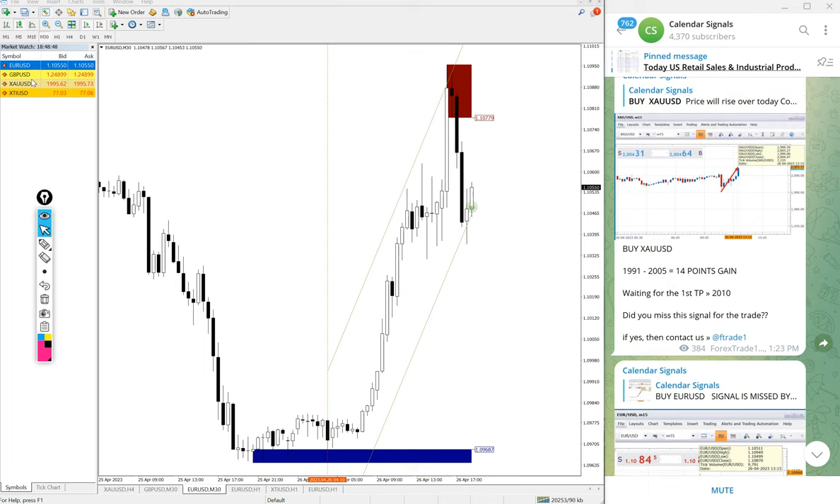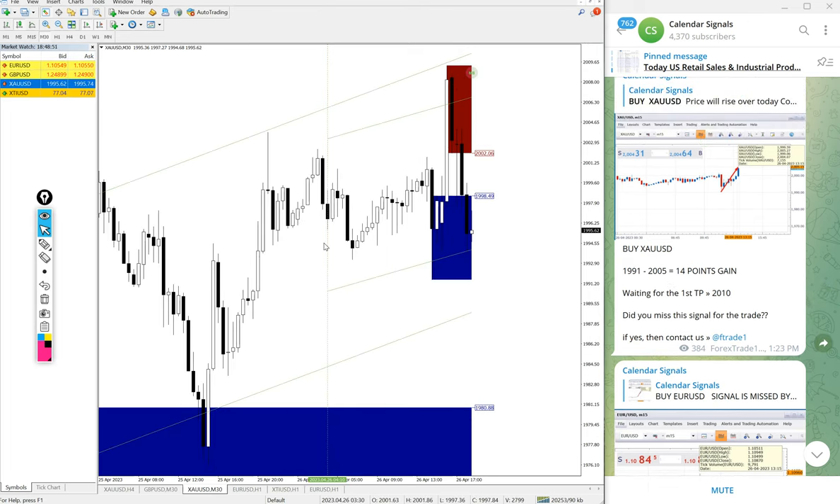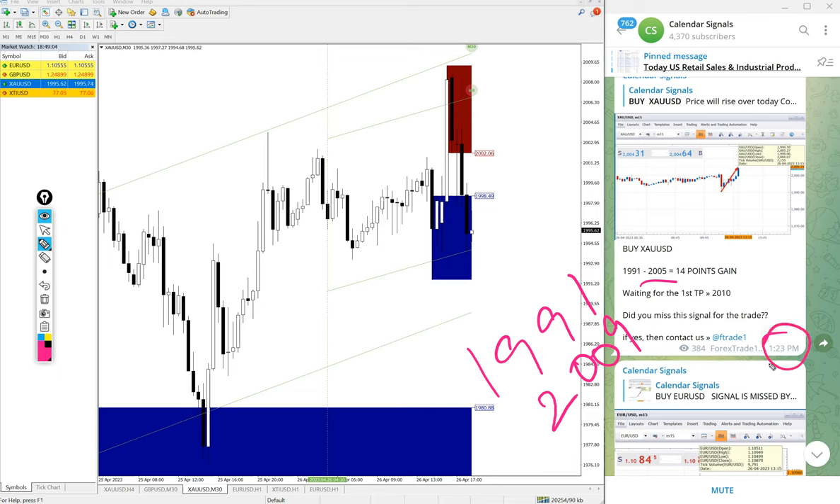Then gold also performed. Buy XAUUSD, entry at 1991 and high traded 2009. We updated 2005 at 1:23 p.m. GMT. After that it moved further 4 points, so 18 points gain on gold buy signal. Good profit on gold signal as well.